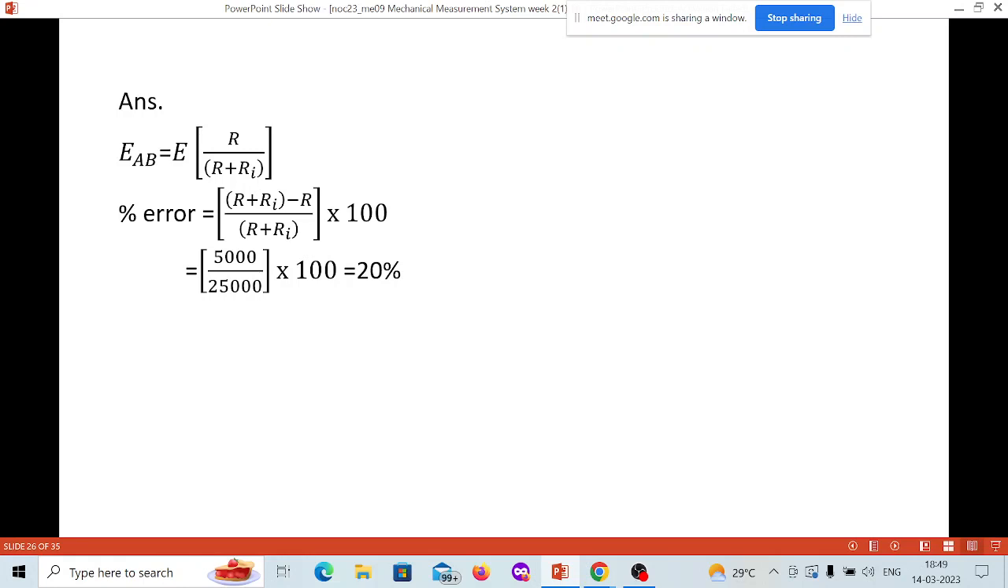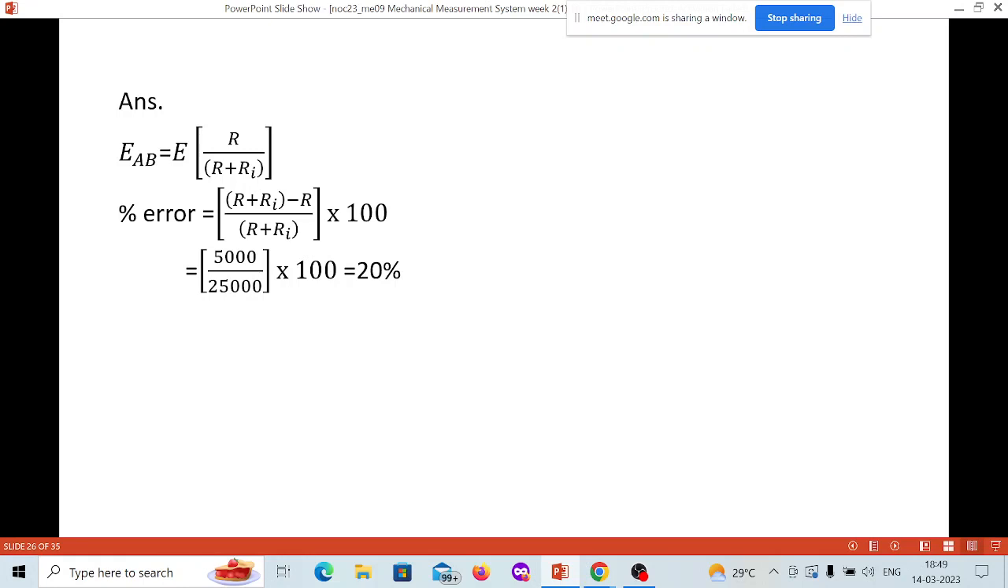So you use the relation between EAB and E, you get a relation R by R plus Ri minus R divided by R plus Ri, into 100. That gives the percentage error in the voltage measurement. So we know this will turn out to be Ri by R plus Ri into 100. Ri is the internal resistance and R is the load resistance.